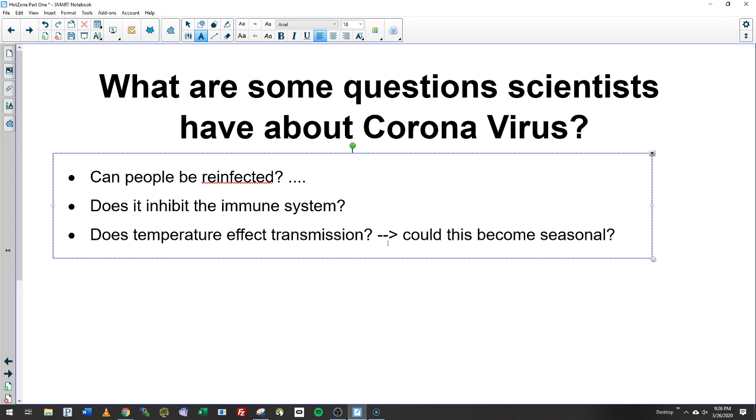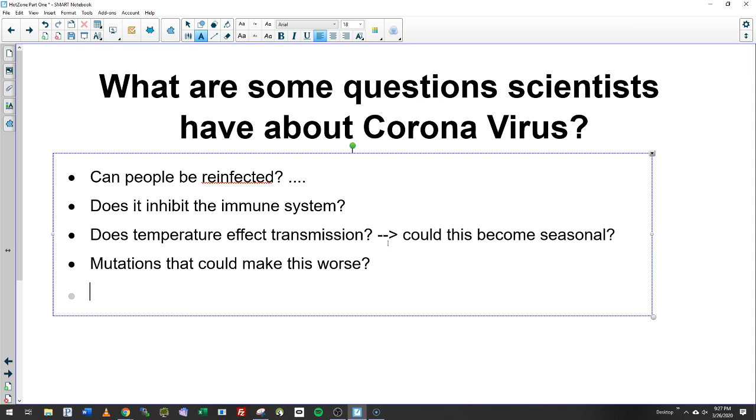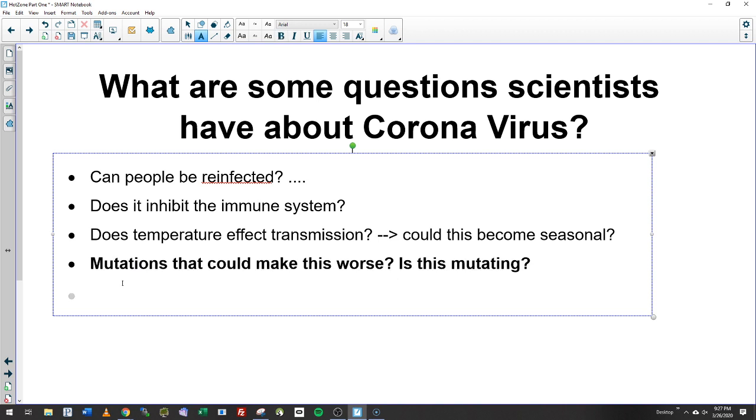Excellent, Sophia. Sophia wants to know about mutations. Sophia, talk to me about your questions about mutations that could make this worse. So how about we just add in here, is this mutating? That's a really big one, and I'm happy because that's where I want to go today. That's part of where I want to go today.